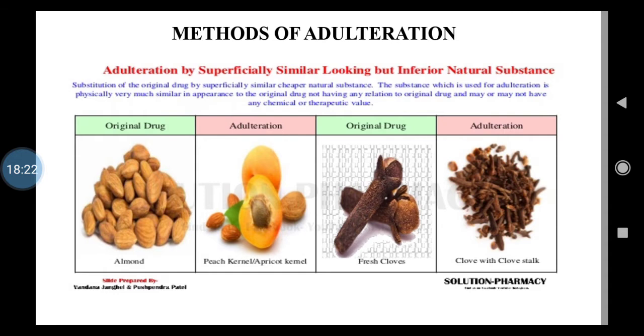Next method is again the same, but a few more examples are given for your understanding. Here is almond, badam, which you all know. The original almond can be adulterated by the kernels of apricot. Then another example is fresh clove, which can be mixed with clove stalks.